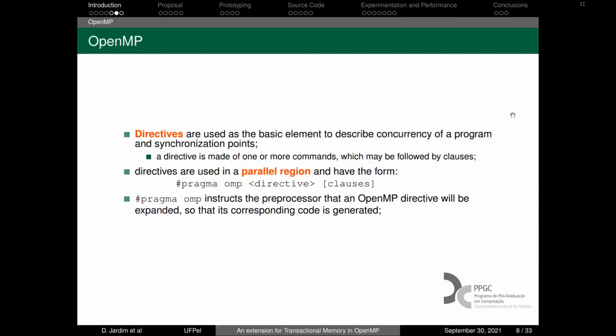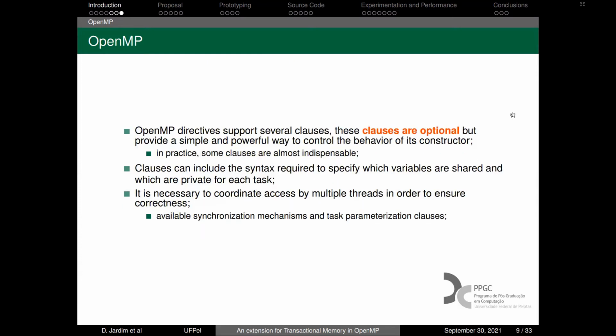The notation pragma OMP instructs the preprocessor that an OpenMP directive will be expanded so that its corresponding code is generated. OpenMP directives support several clauses. These clauses are optional, but provide a simple and powerful way to control the behavior of its constructs. In practice, some clauses are almost indispensable. Clauses can include the syntax required to specify which variables are shared and which are private for each task. It is necessary to coordinate access by multiple threads in order to ensure correctness. This is done using the available synchronization mechanisms and task parameterization clauses.